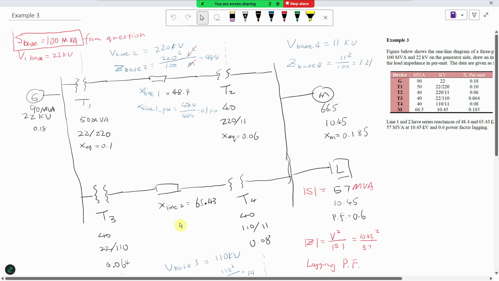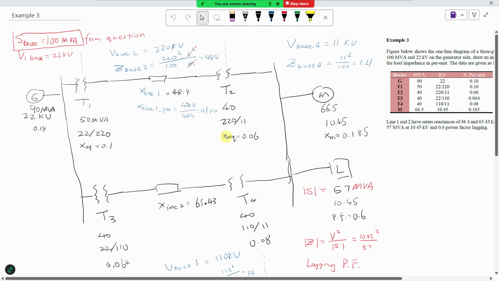Here I draw the whole circuit, and in black color I write down everything from the given. Okay, for example, the generator is 22 kilovolts. That's the voltage level. 0.18 is a per unit value for the impedance, for the reactance of the generator. Okay, and the T1, T2, T3 are the same.